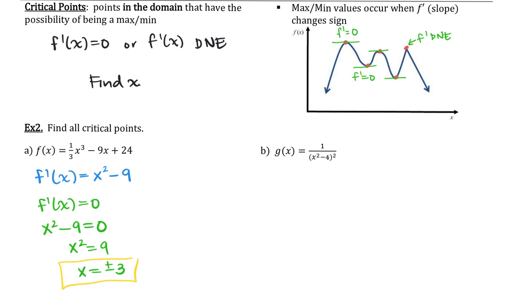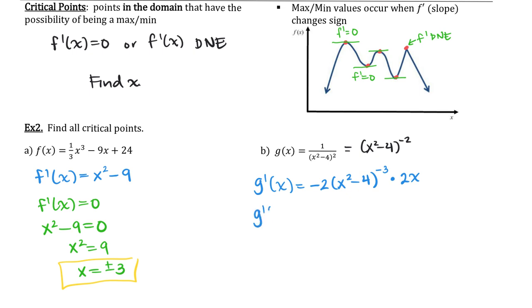Okay, let's try B. Find the critical points. First thing is I need the derivative. Do we want to do quotient? No, let's rewrite this as x squared minus 4 to the negative 2. If you would like to do quotient rule, you're going to get the same answer anyways. But I want to do power rule, so let me bring down negative 2. x squared minus 4, I'm going to lower it to the negative third. And since the parentheses has an interesting function, I'm going to multiply by the derivative of the inner function because of the chain rule.